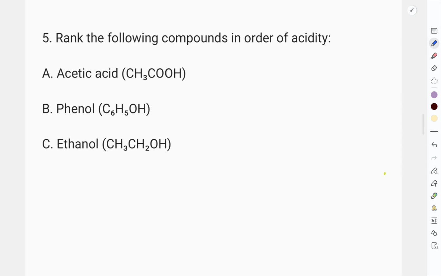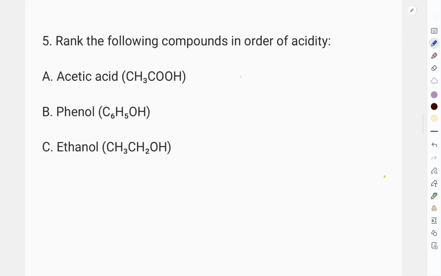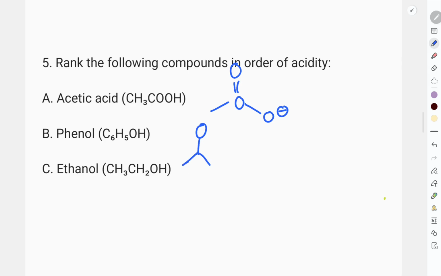Okay, 5 says rank the following compounds in order of acidity. So we have acetic acid. It would be an oxygen connected to another oxygen, and then double bond to this oxygen, and then a methyl group. We have phenol, which is just O connected to this benzene ring, and then we have ethanol, which is just this.